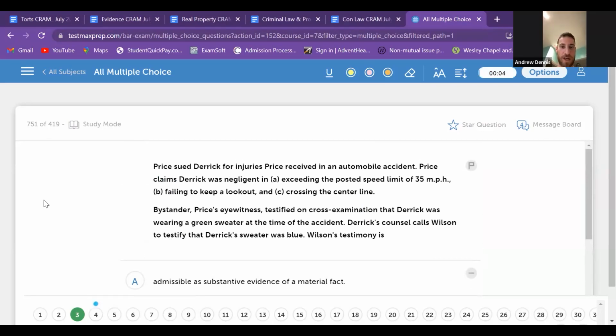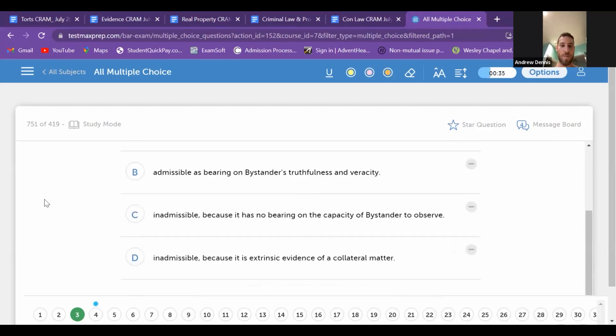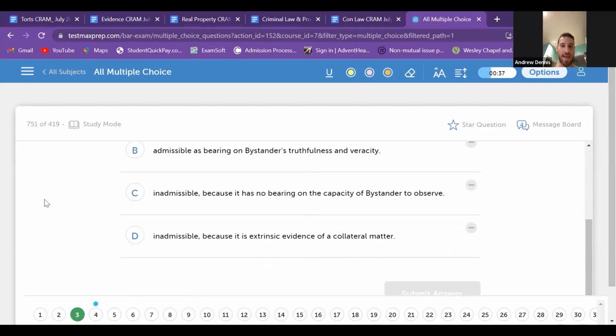Okay. Price sued Derek for injuries Price received in an automobile accident. Price claims Derek was negligent in exceeding the posted speed limit of 35 miles per hour, failing to keep a lookout, and crossing the center line. Bystander, Price's eyewitness, testified on cross-examination that Derek was wearing a green sweater at the time of the accident. Derek's counsel calls Wilson to testify that Derek's sweater was blue. Wilson's testimony is admissible as substantive evidence of material fact; admissible as bearing on bystander's truthfulness and veracity; inadmissible because there's no bearing on the capacity of bystander to observe; inadmissible because there's extrinsic evidence on a collateral matter.